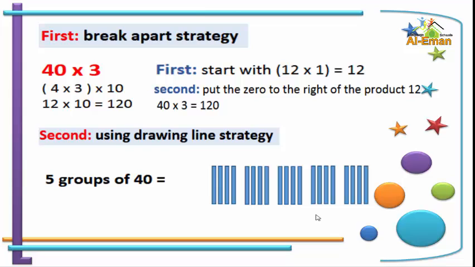Okay, let's count. 10, 20, 30, 40, 50, 60, 70, 80, 90, 100, 110, 120, 130, 140, 150, 160, 170, 180, 190, and finally 200. So 5 groups of 40 equals 200.